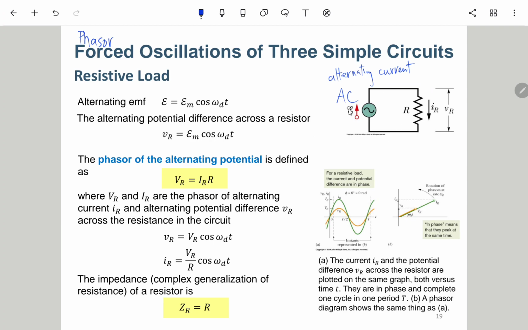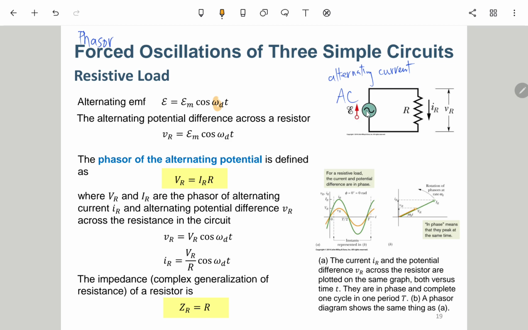So we connect this one with a resistor. For the resistor it is too trivial, but we try to follow it so that we have more chance to understand the capacitive case and the inductive case. Here we have the alternating EMF, E equals EM cosine omega d t, where EM is the amplitude. This omega d is the frequency of this source.